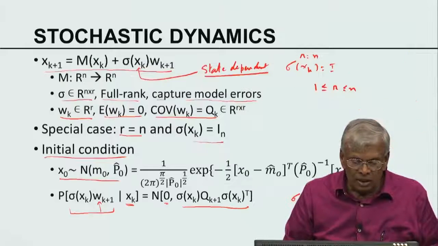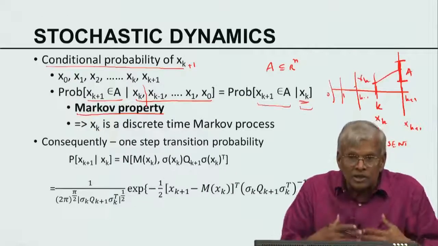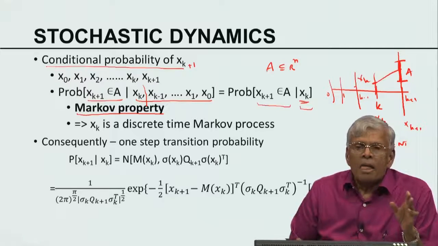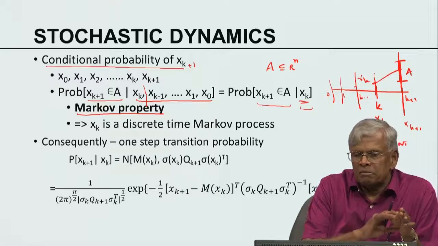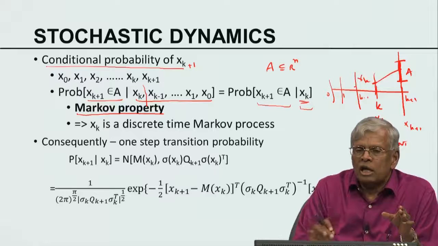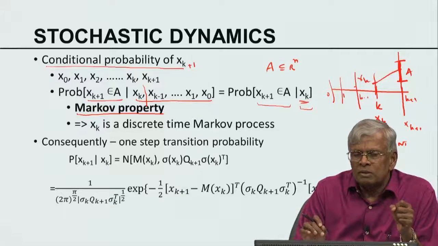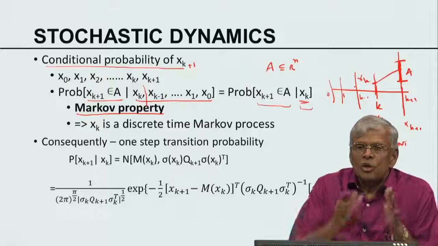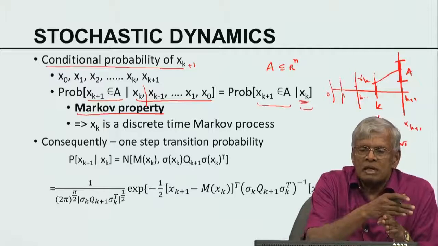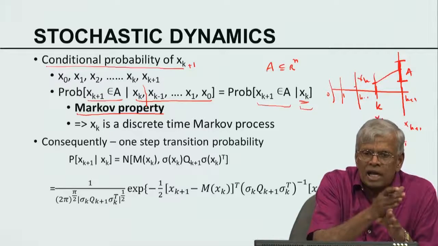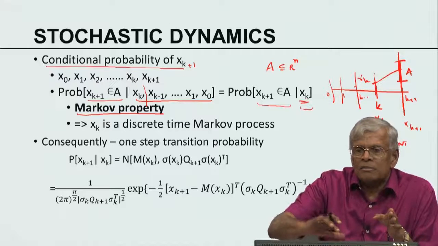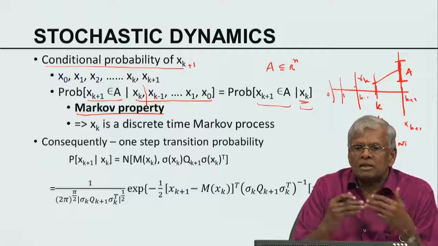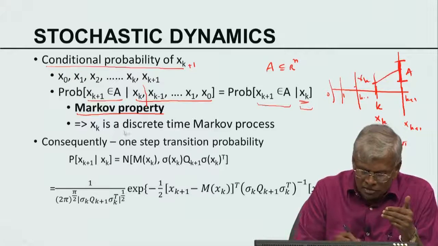So the model equation given in the previous slide in fact represents a Markov process, as is evident from the relation. If I am given xk, I do not have to know anything. M of xk can be computed, sigma of xk can be computed, wk plus 1 can be generated. It is wk plus 1 that brings randomness into deciding what xk plus 1 is going to be. So given xk, the value of xk plus 1 does not depend on anything before xk. It depends on xk and the noise that comes into the system after the time k. That is why the model is said to be a discrete time Markov model, and the process generated by this model is called a discrete time Markov process.